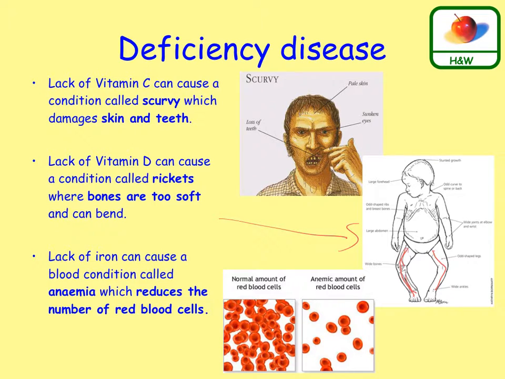Now, a lack of iron in the diet can cause a condition which is called anemia, and that reduces the number of red blood cells because iron is needed to make red blood cells. As I've said before, it's got a molecule in it called hemoglobin, and iron makes that up. And you can find iron in things like liver, and in some vegetables that are high in iron, things like spinach, and some cereals have got iron in them as well.